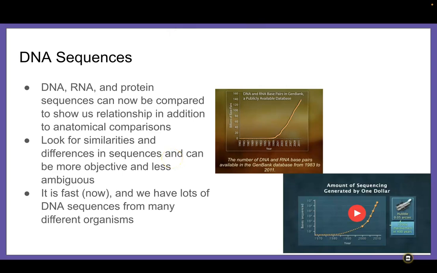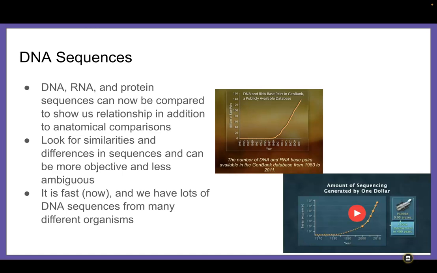Okay, let's continue talking about 7.9 and phylogeny. So we've said now we use DNA sequences. We actually can use DNA, RNA, and protein sequences to help us understand relationships among species. So we take this in addition to anatomical comparisons.